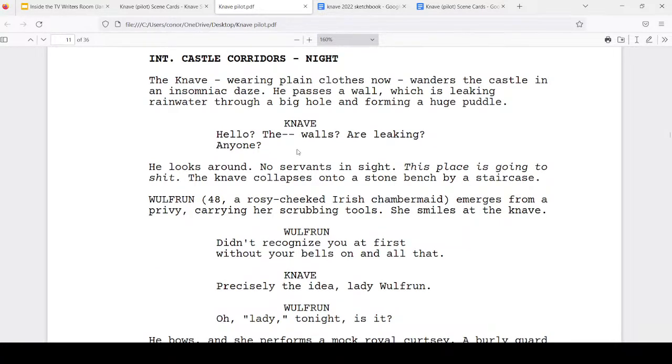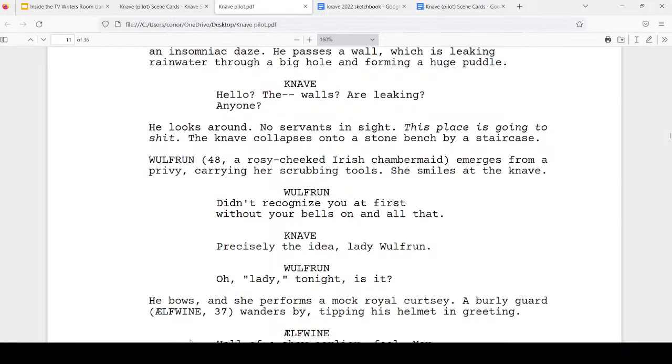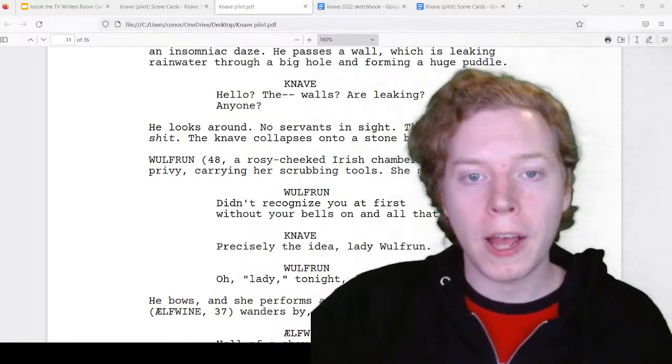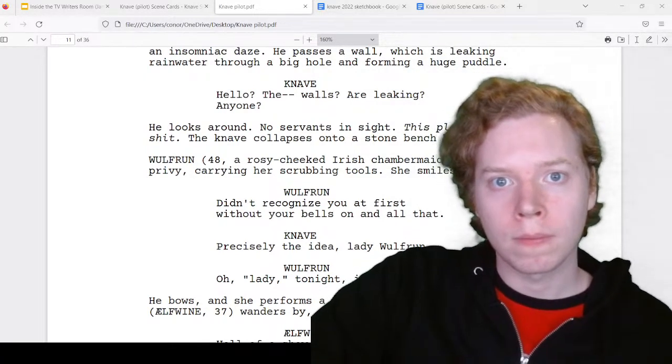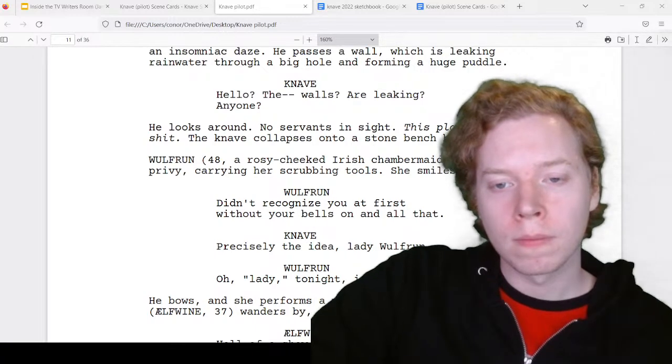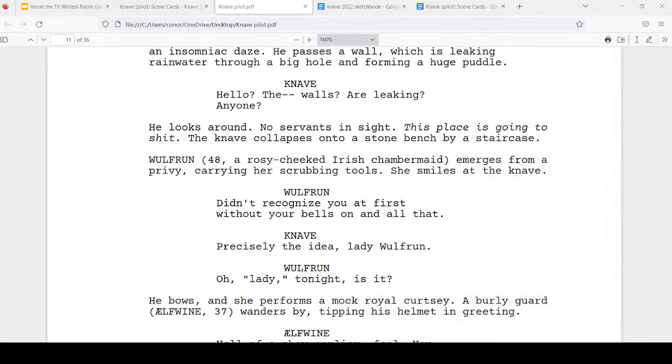Interior castle corridors, night. The knave, wearing plain clothes now, wanders the castle in an insomniac daze. He passes a wall which is leaking rainwater through a big hole and forming a huge puddle. Hello? The walls are leaking. Anyone? He looks around. No servants in sight. This place is going to be shit.